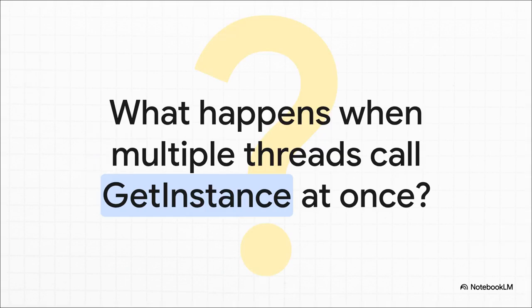Just imagine 2 different parts of your program, we'll call them 2 threads, and they both ask for the Singleton instance at the exact same microsecond. They both check, hey, does an instance exist yet? They both see, nope, it doesn't. And then, what do you think happens next? You get a classic race condition. Boom, 2 instances get created.